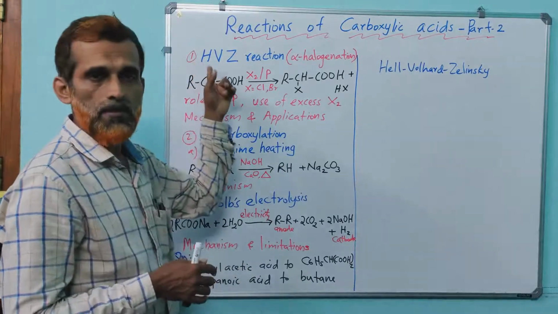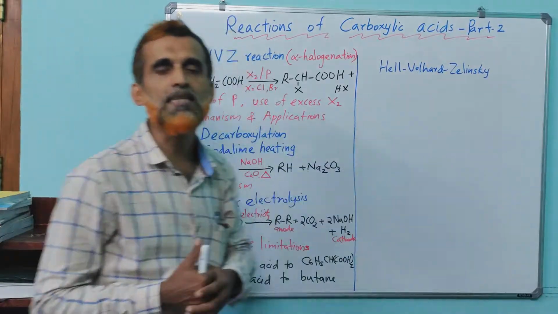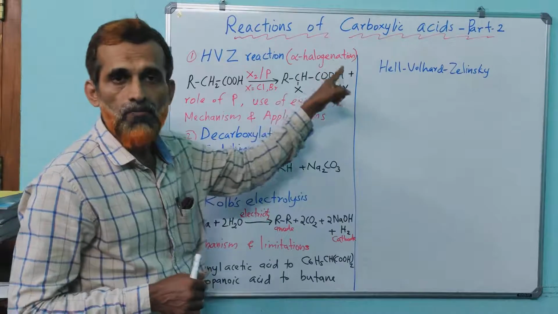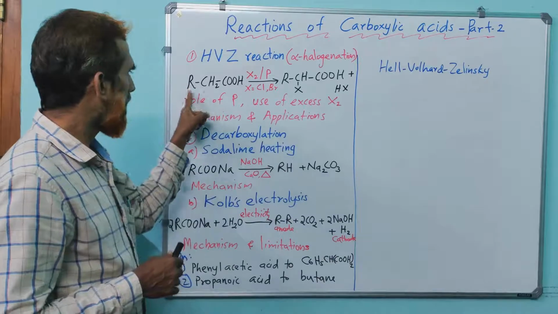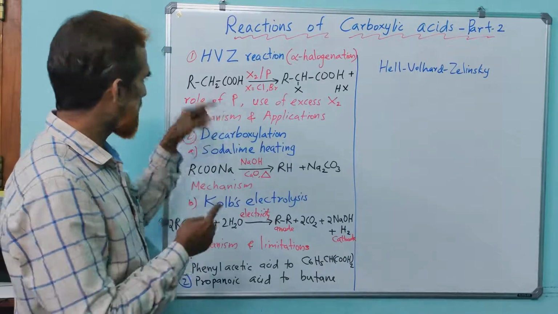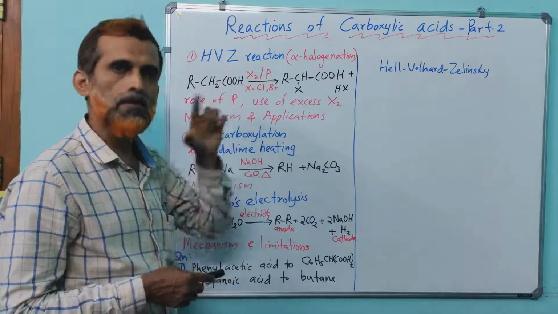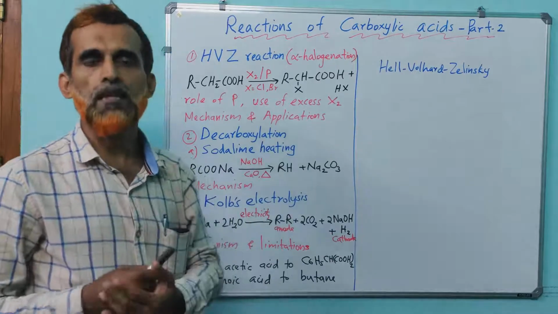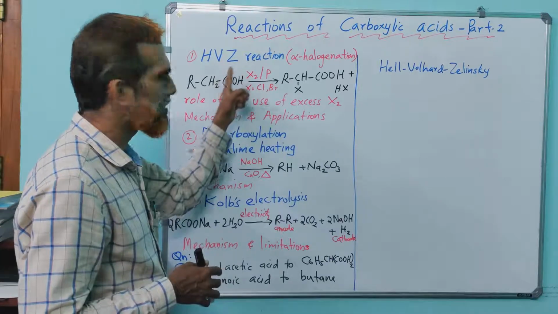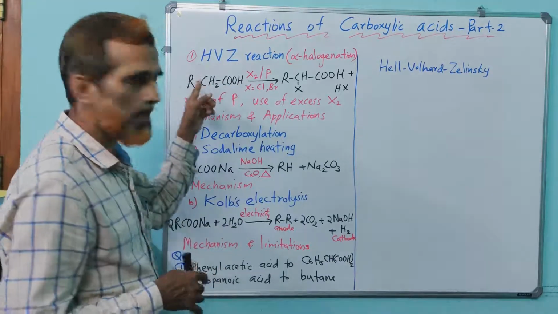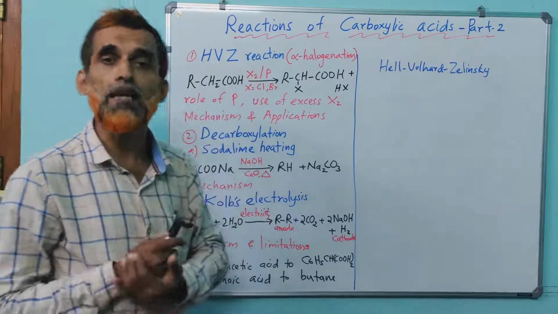The first one is the HVZ reaction, that is, Halogenation reaction. It is simply alpha halogenation. You can see a common reaction, RCH2COOH. You know, this is the alpha position with respect to this acid. This alpha carbon is highly reactive. You might have learned this in aldehydes and ketones or any carbonyl compounds. Due to the resonance property of this carbonyl group, there is a chance for enolization, and so this carbon is highly reactive. This hydrogen can be easily replaced.